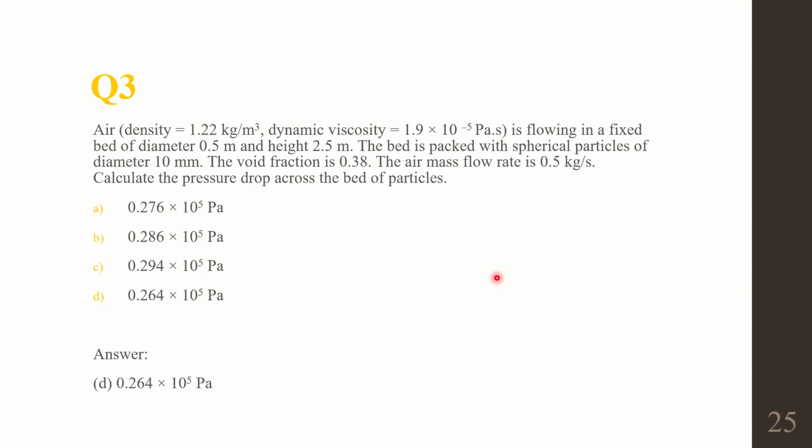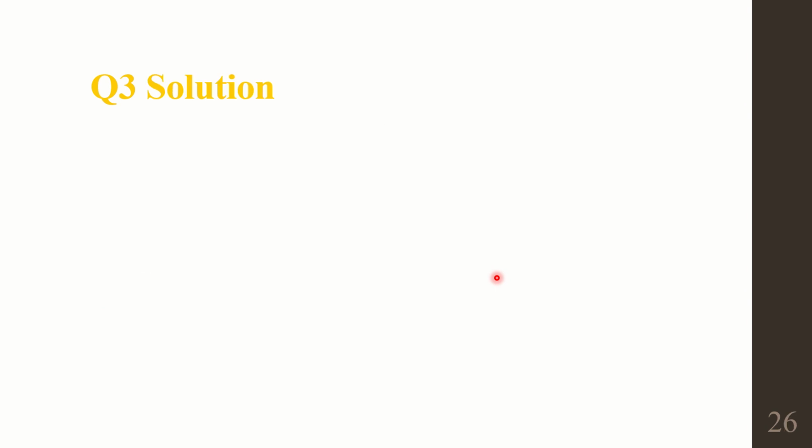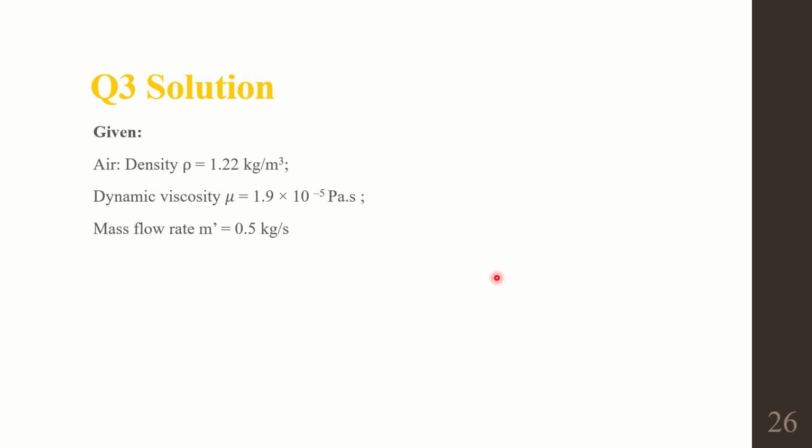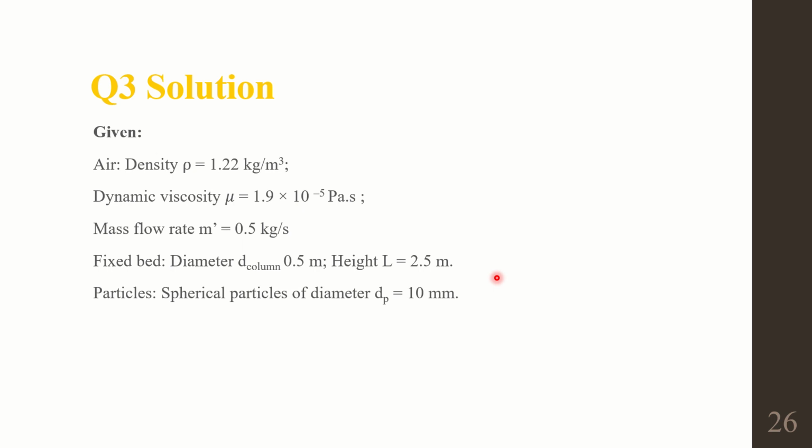So the answer is 0.264 into 10 power 5 Pascal, which is option D. So what are all the given things? Air is the fluid, so the density of air and the dynamic viscosity of air are given, which are 1.22 kg per meter cube and 1.9 into 10 power minus 5 Pascal second. Mass flow rate is given as 0.5 kg per second. For the fixed bed, its diameter and the bed height are given, and the particles are spherical, with diameter 10 mm, and void fraction is 0.38.